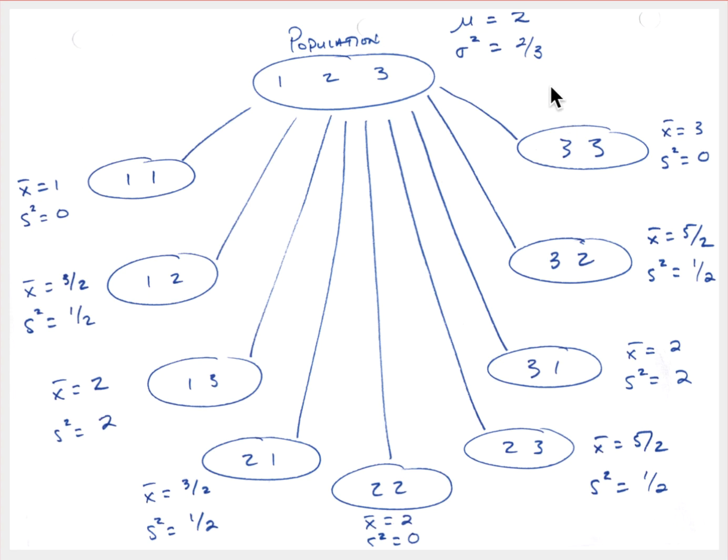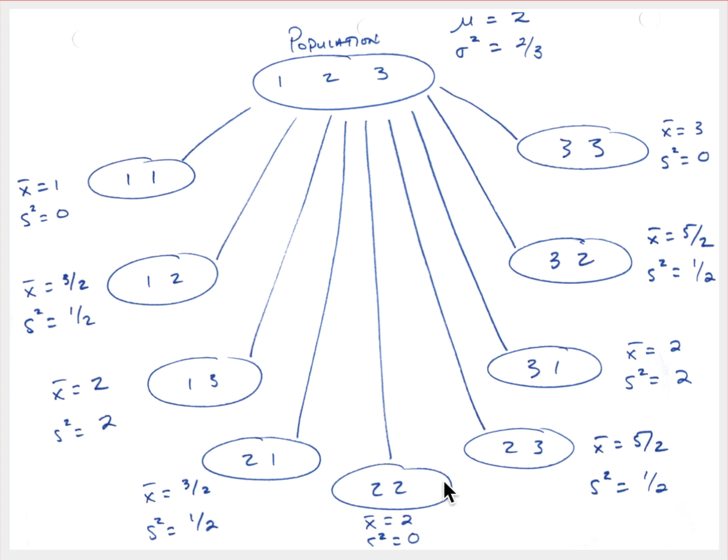Now, we're going to define a random variable on the sample space of that experiment. In particular, we're going to be focusing on the sample mean. And so for this first sample, the sample mean is obviously 1. For the second sample, the sample mean is equal to 3/2. For the third sample I've got listed here, the sample mean is 2. For the fourth sample possible here, the sample mean is 3/2, and so forth.